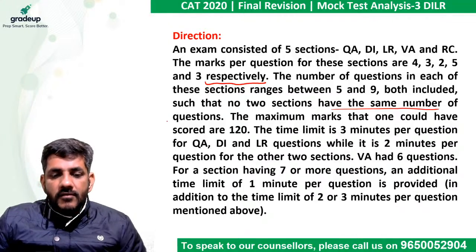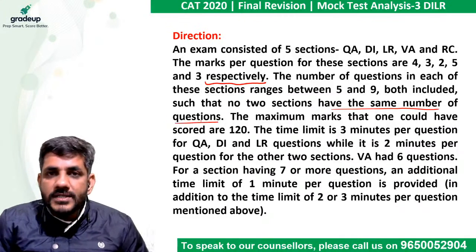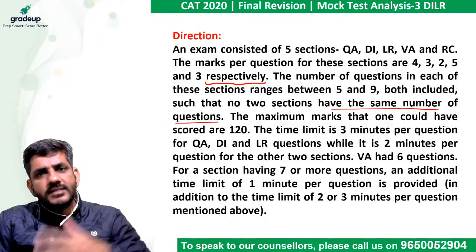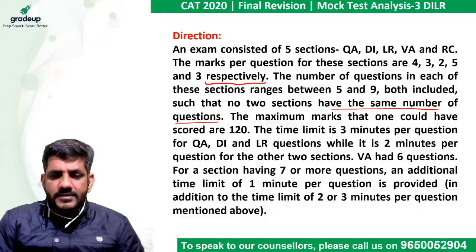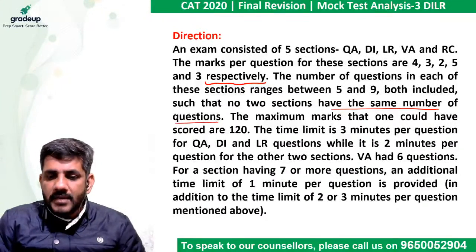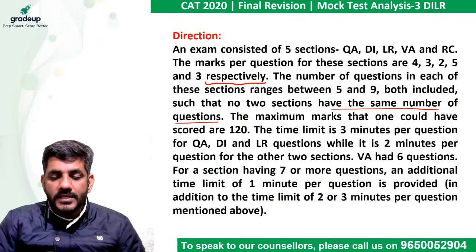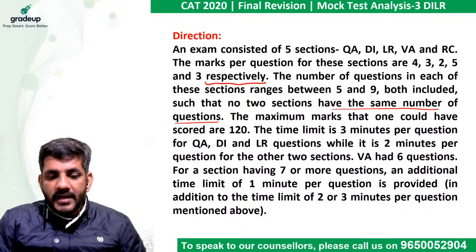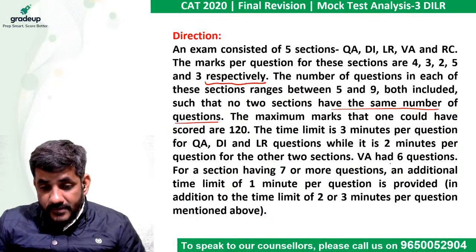This means one of these sections will have 5 questions, one would have 6, 7, 8 and 9. 5 sections, 5 different numbers of questions. The maximum marks that one could have scored are 120. The time limit is 3 minutes per question for QA, DILR, while it is 2 minutes per question for the other two. VA had 6 questions. This is also given to us.